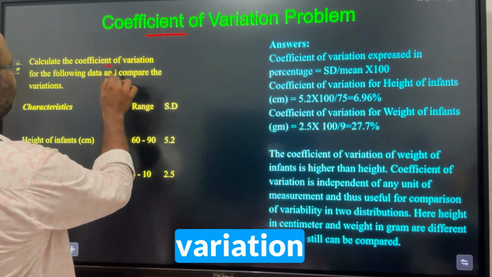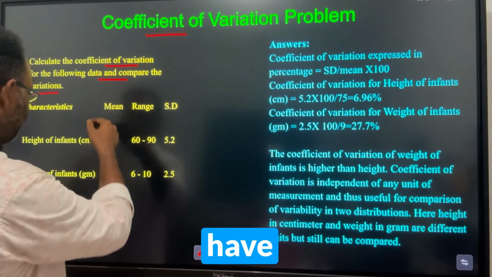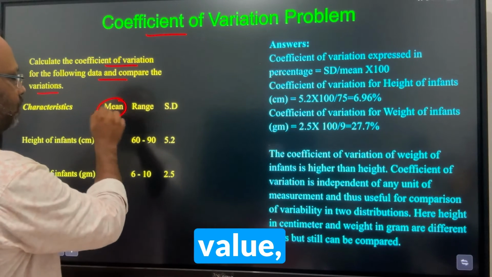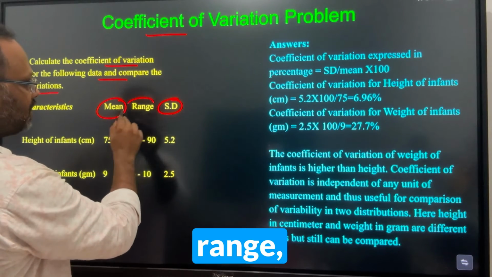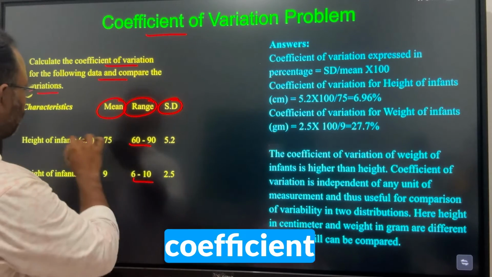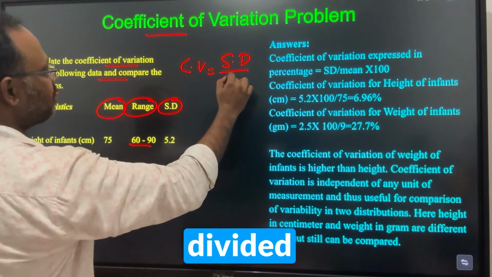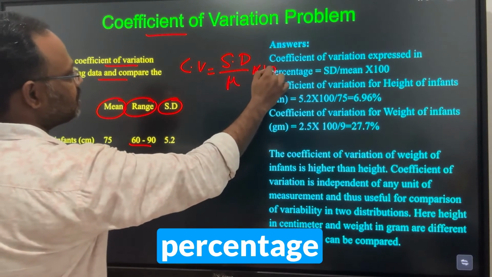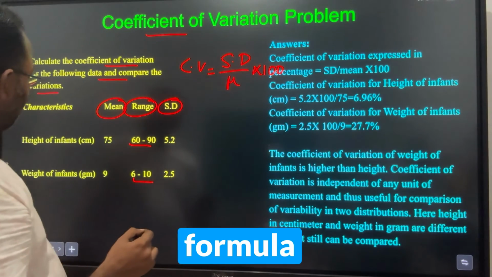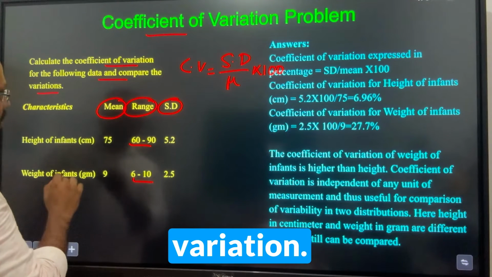Calculate the coefficient of variation of the following data and compare the variations. So they have given the mean value, the standard deviation, the range and all. The range is just here to confuse us. We know the coefficient of variation formula is given by standard deviation divided by mean, multiplied by 100 to express it as a percentage. So that is the formula of coefficient of variation. So we need to compare the coefficient of variation.